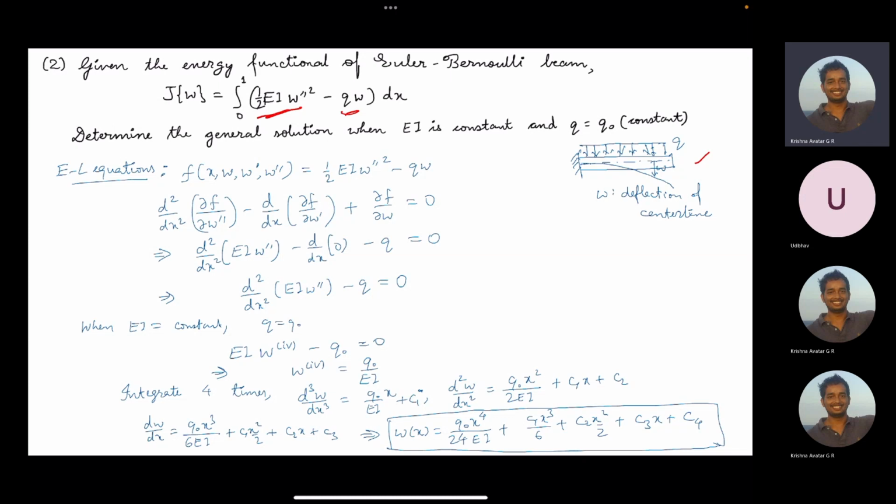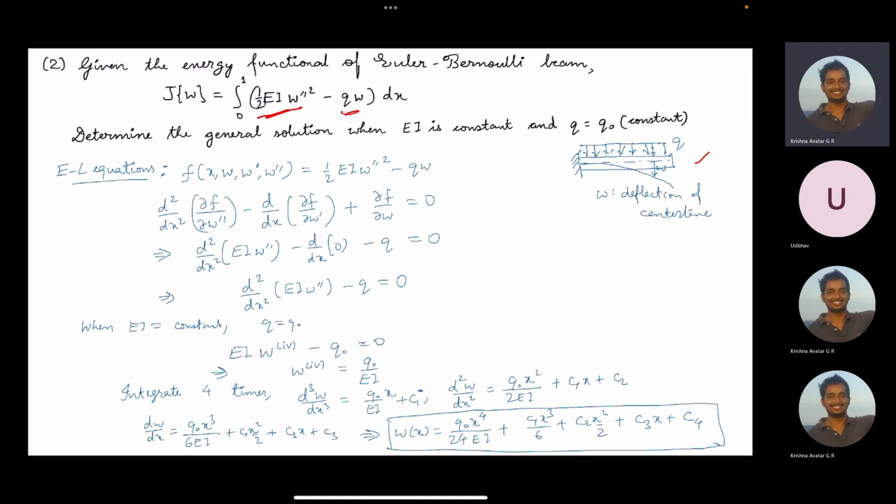It is d squared by dx squared of del f by del W double prime, that is d squared by dx squared of EI W double prime. The function doesn't contain any term in W prime, so del f by del W prime is equal to 0. And then we have minus q is equal to 0. So this implies that d squared by dx squared of EI W double prime minus q is equal to 0. Okay, so we have obtained the extremizer of the energy function for the Euler-Bernoulli beam.